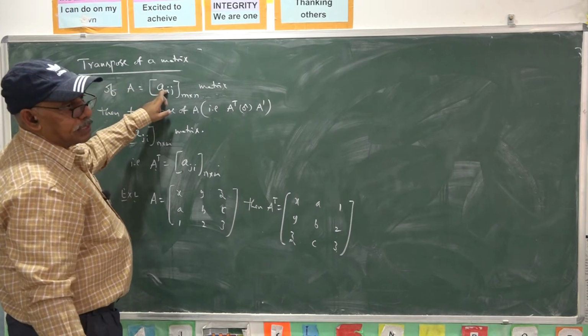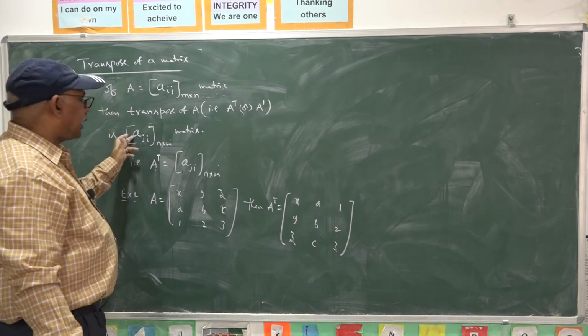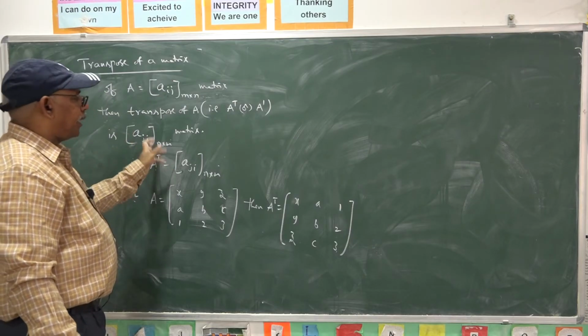So, if Aij of m by n is the given matrix, then its transpose is Aji of n by m.